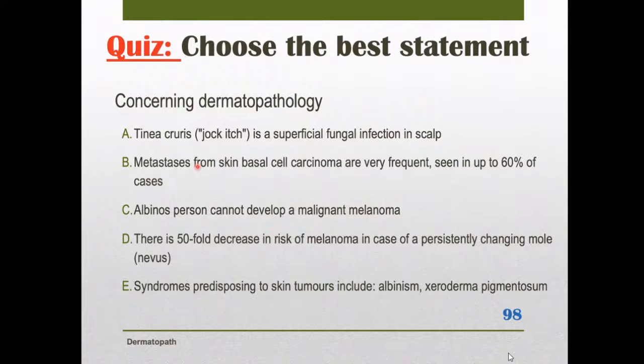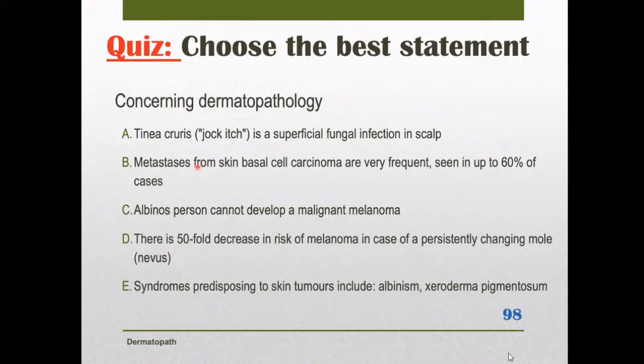Okay, so tinea cruris or jock itch is a superficial fungal infection, yes, but it is located in the crural area, so in the inguinal area, not in the scalp. Cruralis refers to something around the inguinal area or genital areas. So therefore, that is false. Metastases from basal cell carcinoma are very rare, as we said, because this cancer is less aggressive. It is not aggressive. It doesn't infiltrate. It doesn't metastasize.